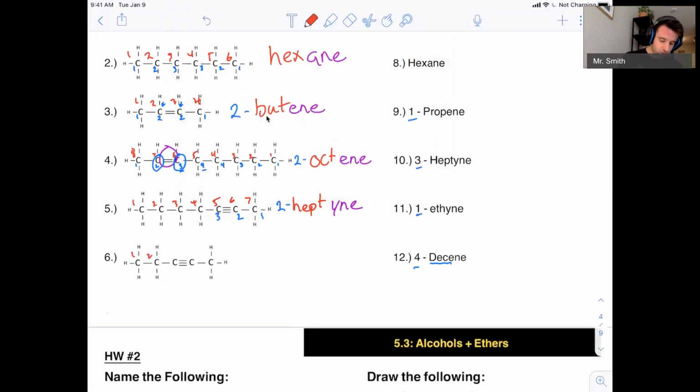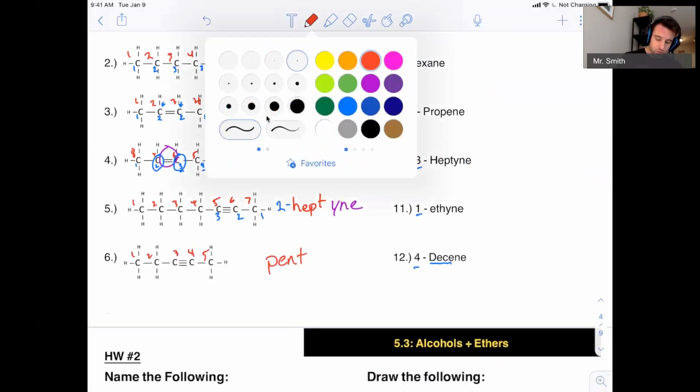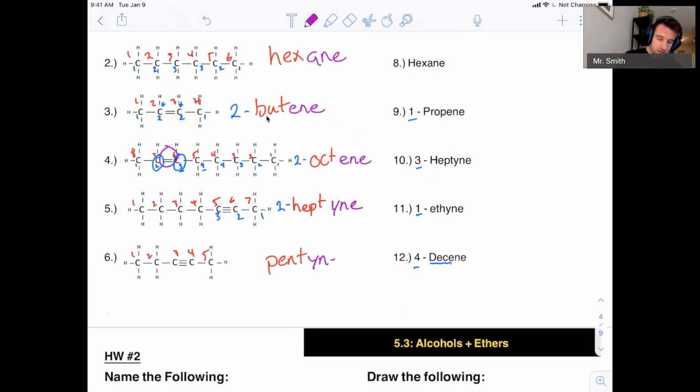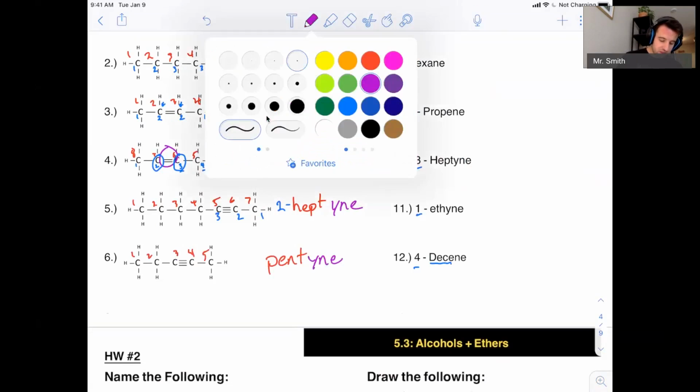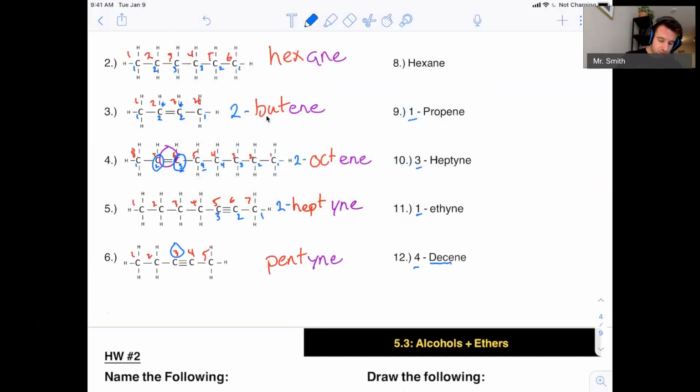1, 2, 3, 4, 5. That's pent. Pent is 5. And again, we have a triple bond, so we're going to use YNE. And then I tried to trick you once again. I wanted you to say that it's 3, but it starts on the second carbon, from the right to left. So we would call that 2-pentyne.